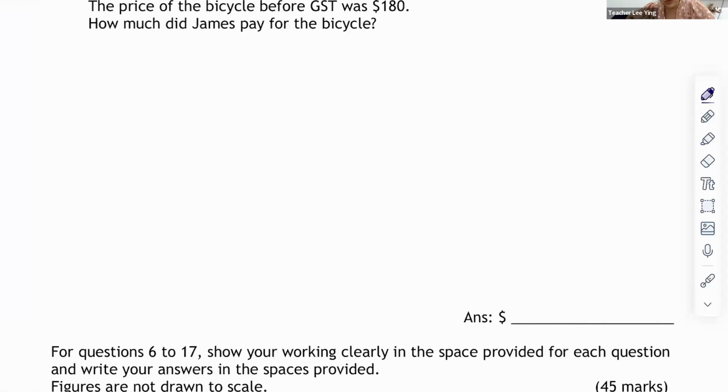Question number 5, the last question of paper 2. So James bought a bicycle which included a GST of 9%, and before GST it was $180. So we need to figure out what is the 100%. So we find out that 100% is actually $180.